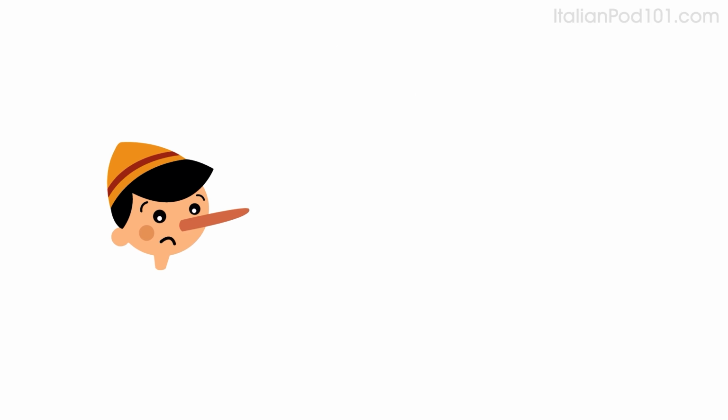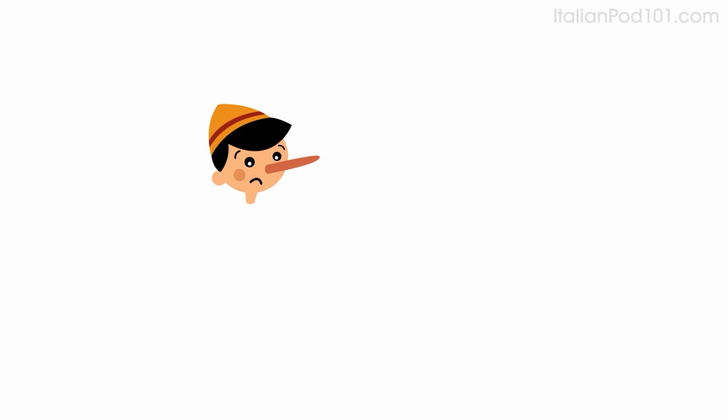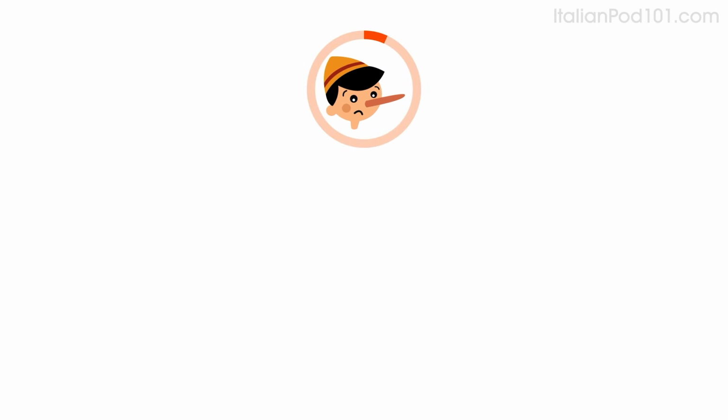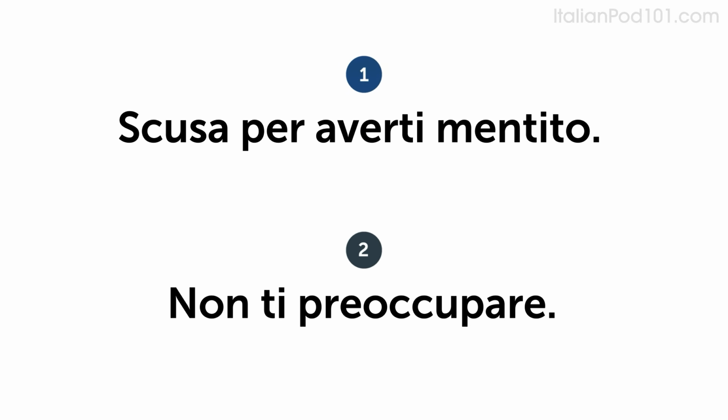Imagine you want to apologize because you told a lie to someone. Do you remember how to say lying to you? Averti mentito. Say, I'm sorry for lying to you. Scusa per averti mentito. Now say you're sorry for lying and respond to it. Scusa per averti mentito. Non ti preoccupare.